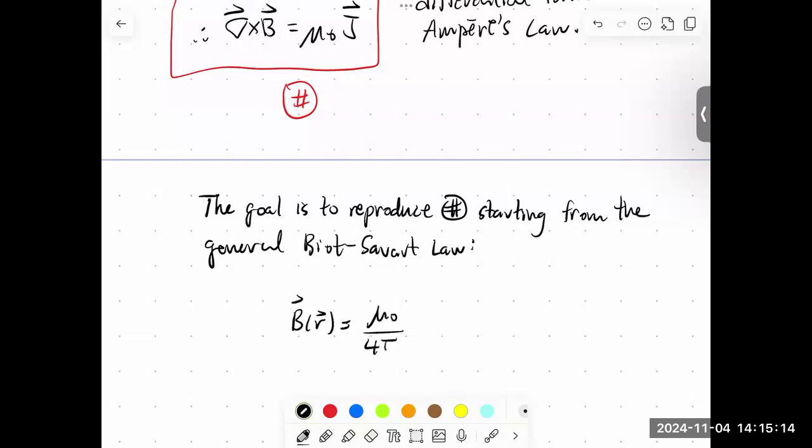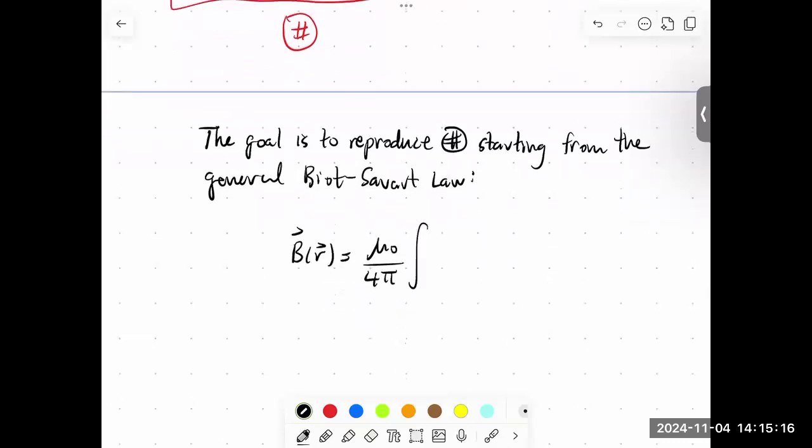There's some constants, mu naught over 4 pi. It's an integral over some volume of J. Now remember, J is our current density. It's the source of the magnetic field. And the vector r prime locates the source relative to the origin. So r prime is scanning over our current distribution. And so then we have cross with this curly r over curly r squared, and then this is d tau prime.